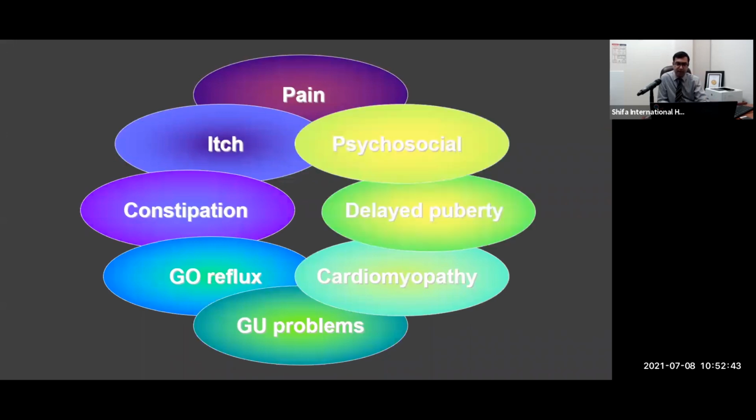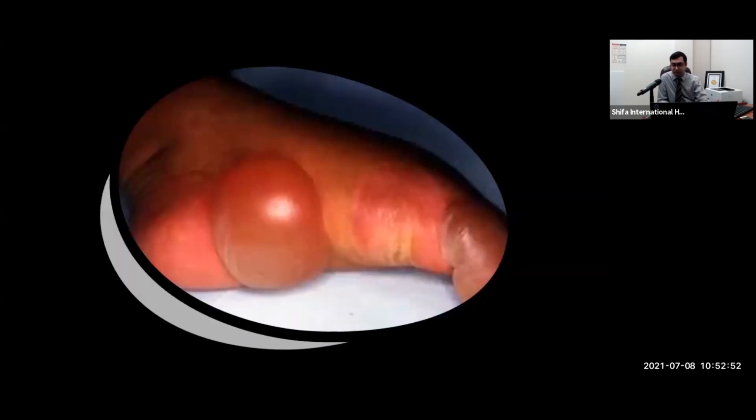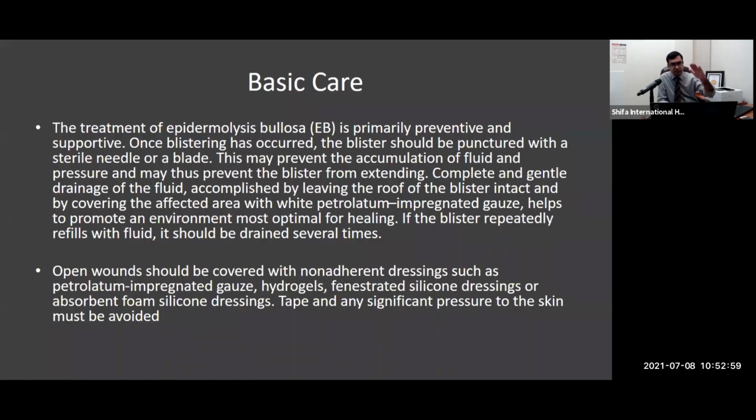You can see pain, itch, constipation, reflux, GU problems, cardiomyopathy, delayed puberty, and psychosocial issues. If the child presents to you with a big blister, you have to pierce the blister with a sterile needle so that the roof can settle down. Don't leave the roof intact, so that the healing is better.